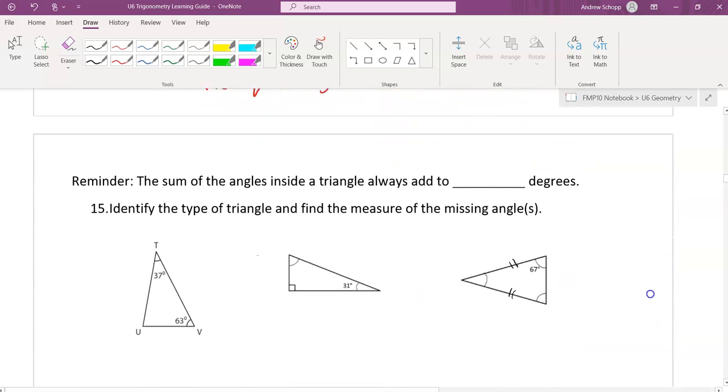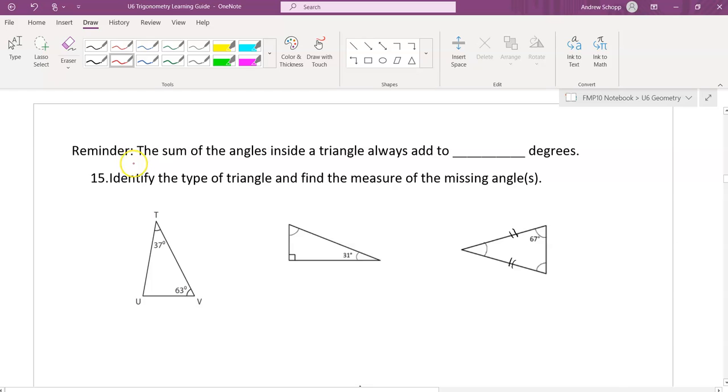So just wanted to get through those definitions and the labeling so that we can speak about triangles properly. Just a reminder, and to get it in the notes properly, that the sum of the angles inside of a triangle always add to 180 degrees. So number 15, identify the type of triangle and find the measure of the missing angles.